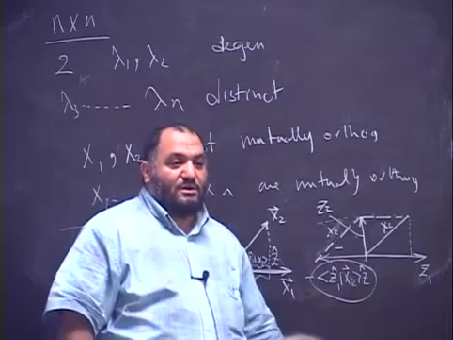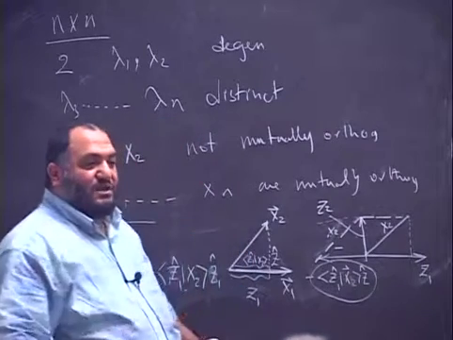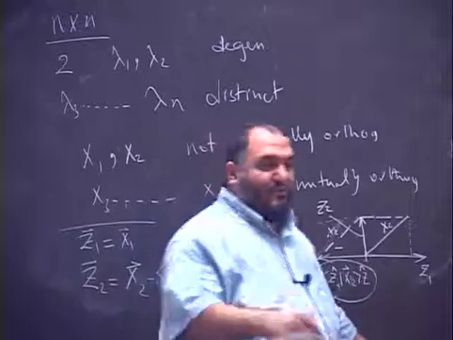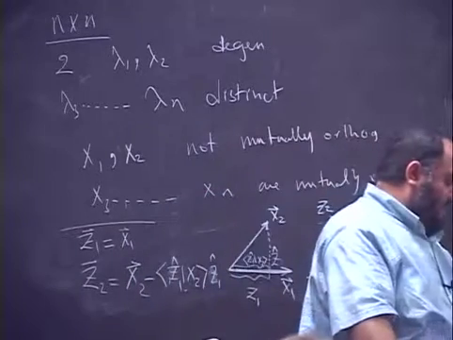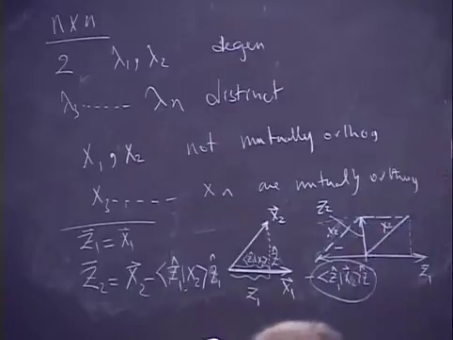Mutually orthogonal. So if you have 3 vectors, you will do the same. 4 vectors, you will do the same. K vectors, you will do the same. So this is how we will do the technique here: Gram-Schmidt.